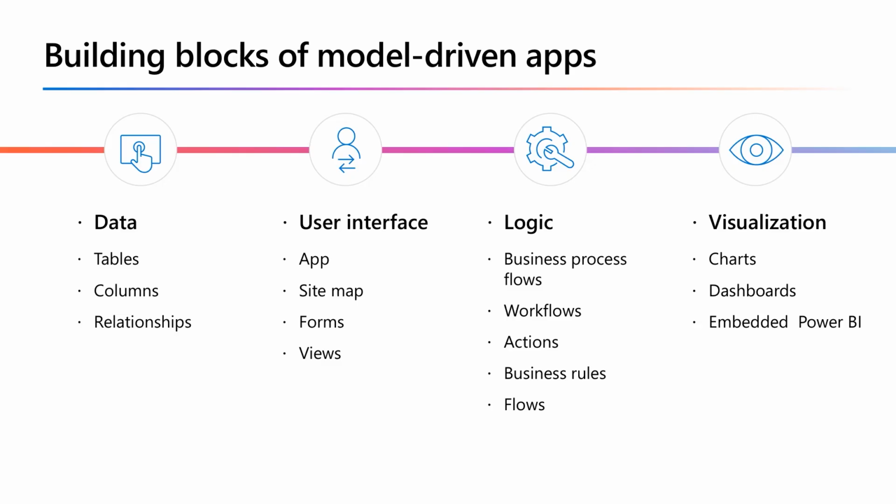When we talk about logic components, these are the components that determine what the business processes, the rules, and the automation the app will have. So logic types: business process flows, workflows, actions, business rules, and other types of flows.